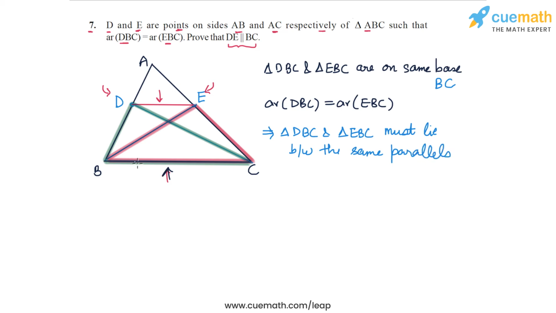Now one of those is BC, this side, because both triangles share this as the base, and therefore the other parallel must be DE, and this basically means that DE is the other parallel, or DE is parallel to BC. So this is it. This completes the proof of question 7.